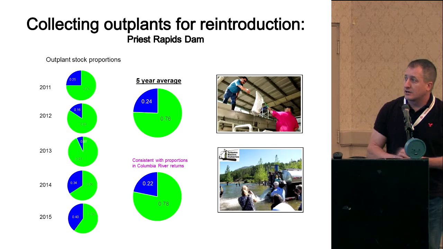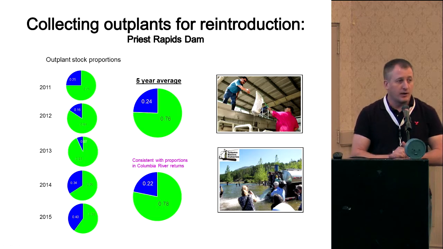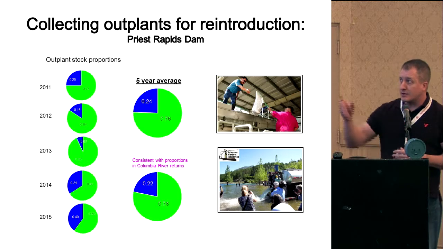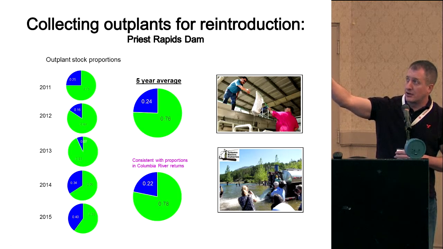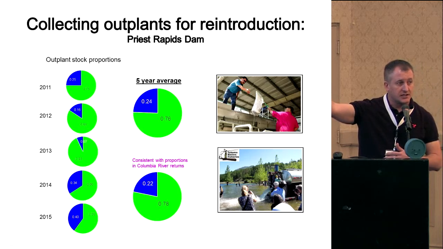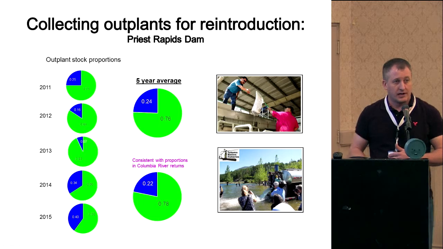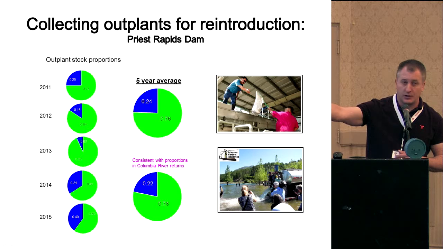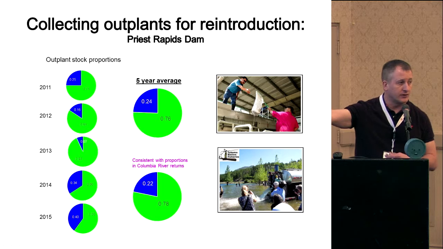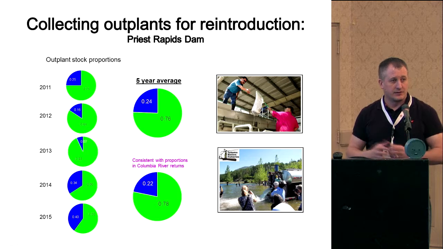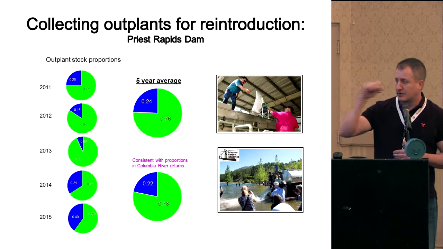These are some pie charts showing what is actually being taken at Priest Rapids Dam and outplanted into Clay Loam Lake. See on the larger pie chart in the middle, that's the 5-year average. On average, we're taking about 76% Soyuz fish in that Priest Rapids sample that's going to the outplant. That mirrors very well what the Columbia River returns are at Bonneville, where it's about 78% Soyuz. So we're taking fish in proportion to their abundances coming up the Columbia River.